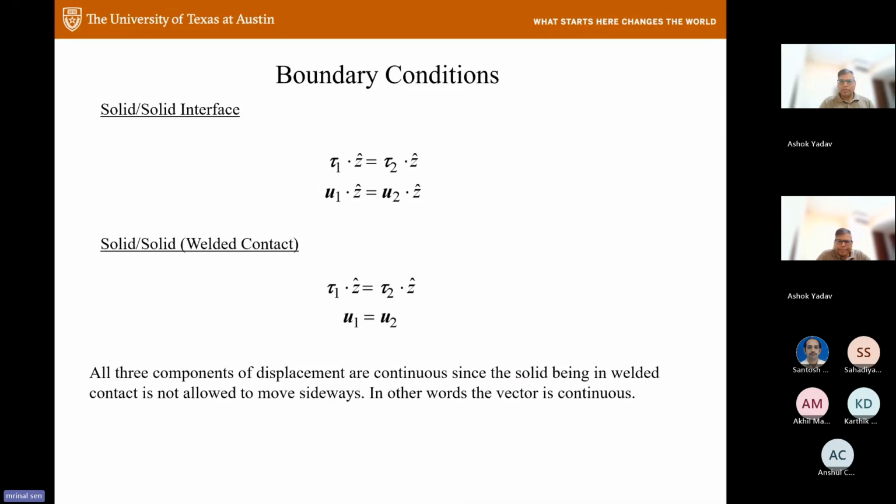So for a solid-solid interface, we have this is equal to this is equal to this. However, we impose another condition that the two layers are in welded contact. That means they're not allowed to move sideways. Okay. So what that means is that all components of stresses, all components of velocity, displacements, and normal components of stresses are continuous across the boundaries. And the reason we want to understand these boundary conditions is because we want to be able to compute reflection coefficients which come out naturally from these boundary conditions.